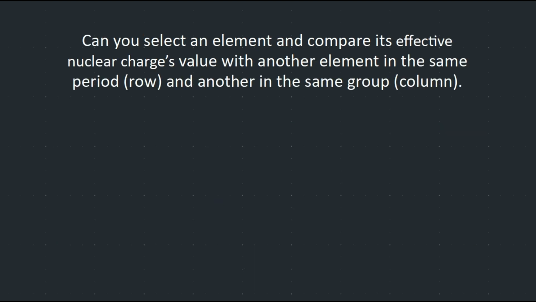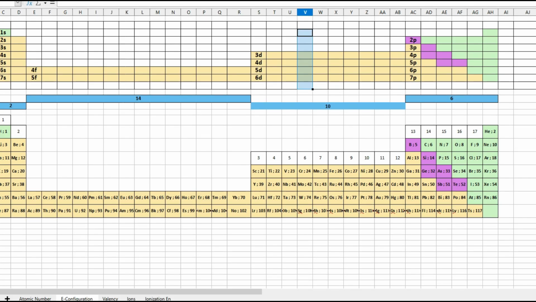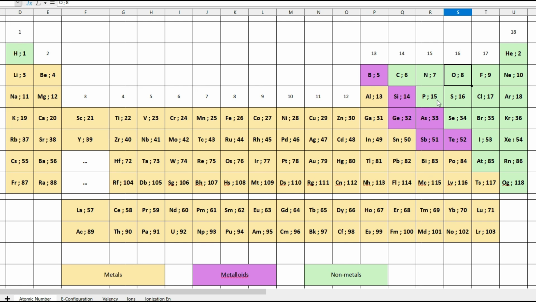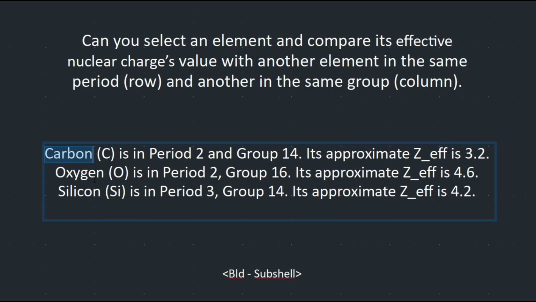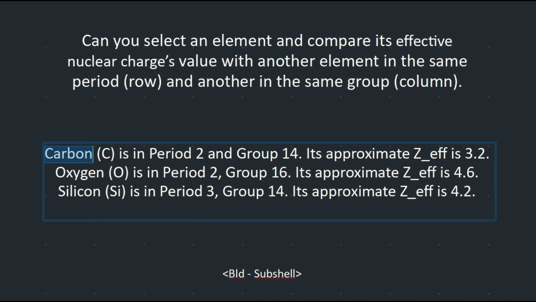Now, can you select an atom and compare its effective nuclear charge value with another element in the same period, that is the row, and the same group? So let's do that. We'll consider carbon. Carbon is over here. Okay. And the other ones which we are picking are oxygen and silicon. So oxygen is over here and silicon is down. So carbon is the base, comparing it with oxygen and silicon.